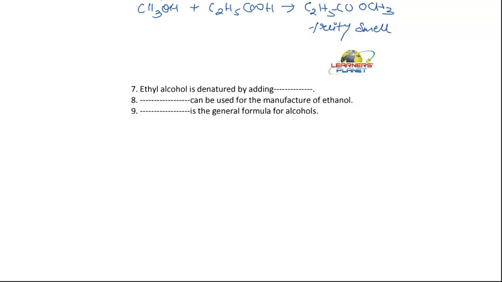Ethyl alcohol is denatured by adding what? What all can be added to ethyl alcohol to denature it? Methyl alcohol can be added. Your methyl alcohol is poisonous. It damages optic nerves and it causes blindness. It also affects the liver, right? So it is poisonous in nature. Or we can add pyridine, or copper sulfate is also added.